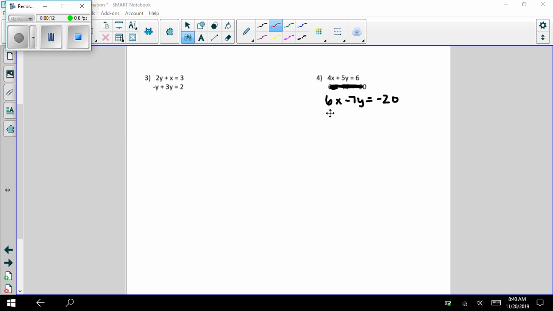First of all, please just double check that you have rewritten the second equation, and it should read, if it doesn't already, 6x minus 7y equals negative 20. If you have that written down, we're good to go.